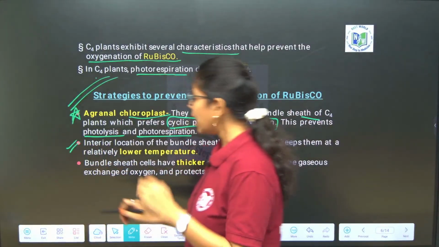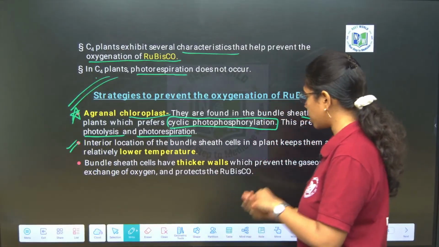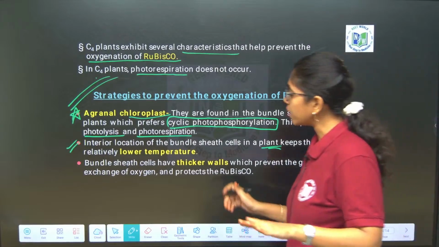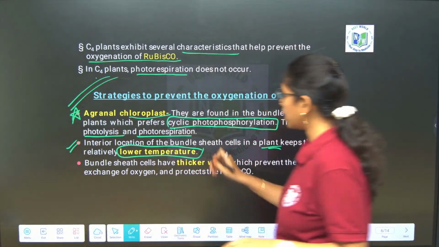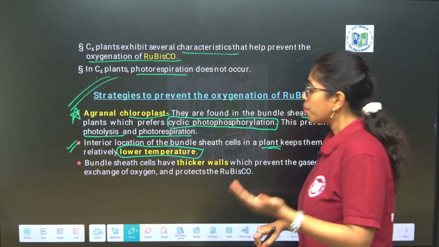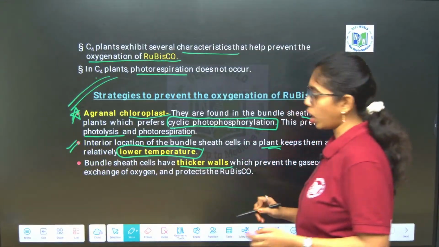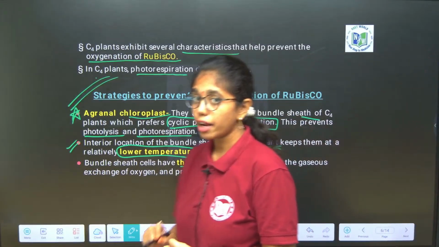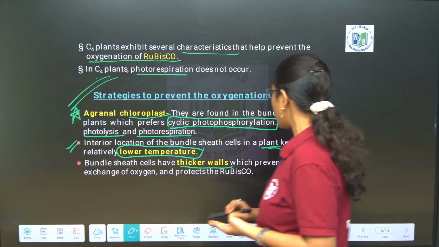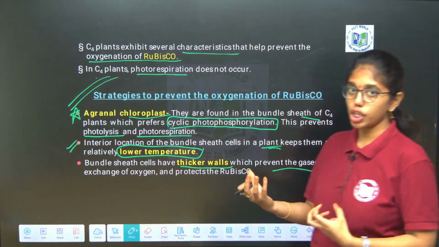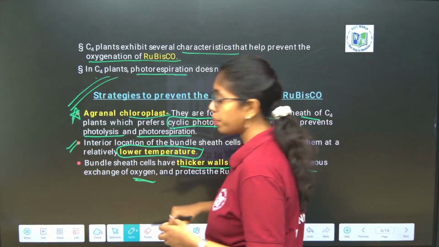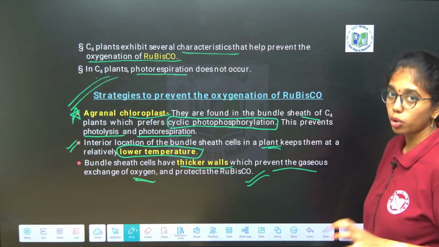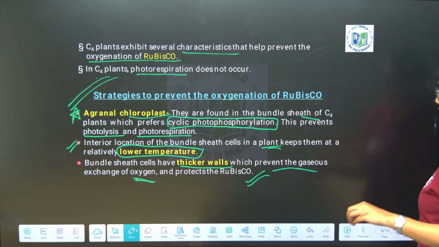And here if you see, the interior location of bundle sheath cells in a plant keeps them at a relatively lower temperature. Bundle sheath cells will have thicker cell walls, and there are no intercellular spaces, which will prevent the gaseous exchange of oxygen. And this will protect what? Rubisco, which is present inside the bundle sheath cells.